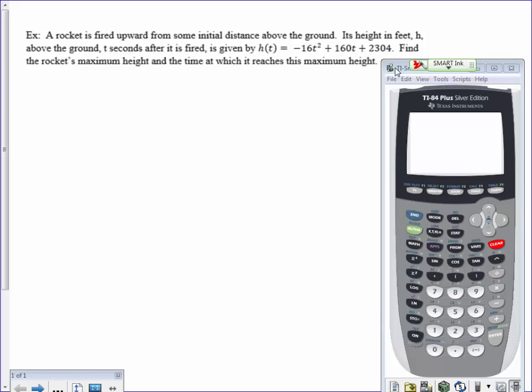So the first thing you would want to do is go into your y1, and then you would want to enter the function that they've given you. Remember that you have to enter x values instead of t's for this example.